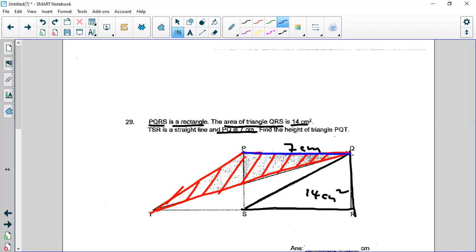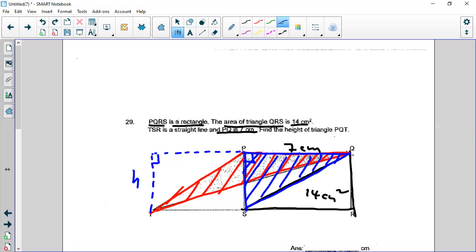The height is actually here, right? This is the height. But instead of drawing the height over on the left side, you draw the height here to form a right angle. And then what happened? You can see that the red shaded triangle is the same area as the right angle triangle that you see. Same area. Why same area? Because both the red and the blue have the same base and the same height. So they are the same area.